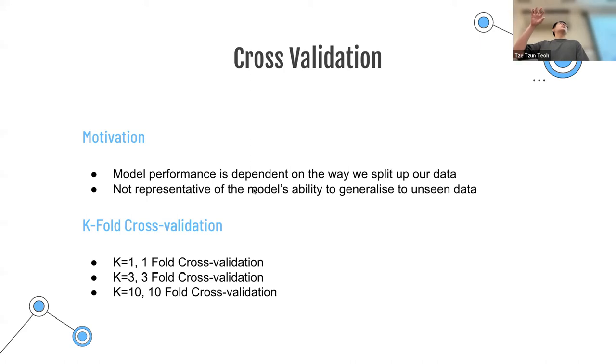We wouldn't want our model to fit too closely to our training data, such that it cannot generalize to unseen data. There are many cross-validation techniques out there, but the main one we'll be talking about today is K-fold cross-validation. When K equals one, it'll be called one-fold cross-validation, which would just be a simple split of the data set into a training set and a test set. But when K equals three, you have three-fold cross-validation. When K equals 10, you have 10-fold cross-validation.